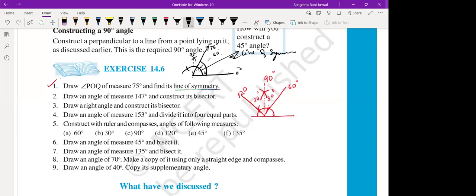See, there are so many angles which you can get by bisecting, right? By bisecting any two lines, you can get some angles. But all angles cannot be achieved by just bisecting. So, to take those angles, you need to use a protractor. Like you have this 153 degrees in question number 4. 147 also you have.